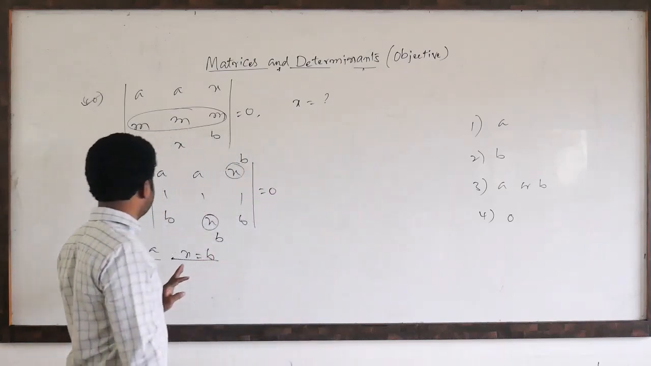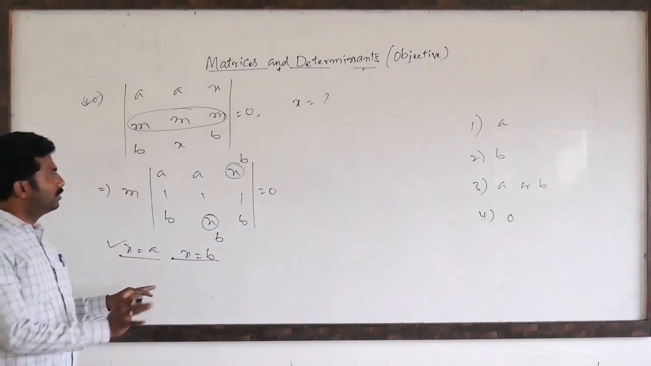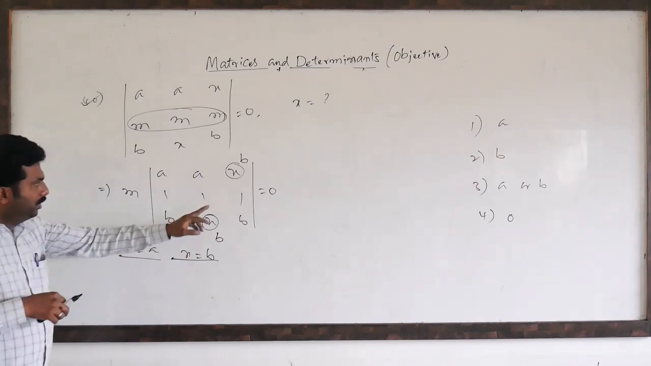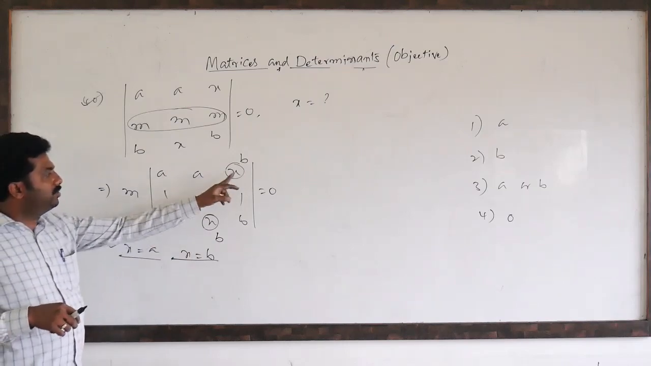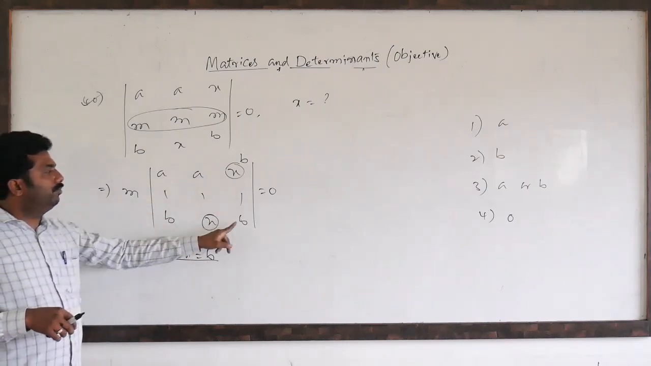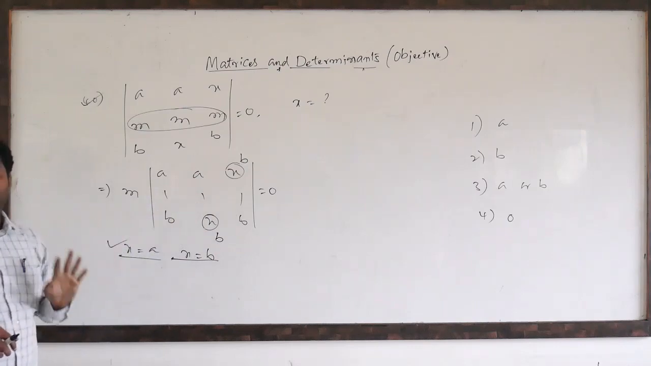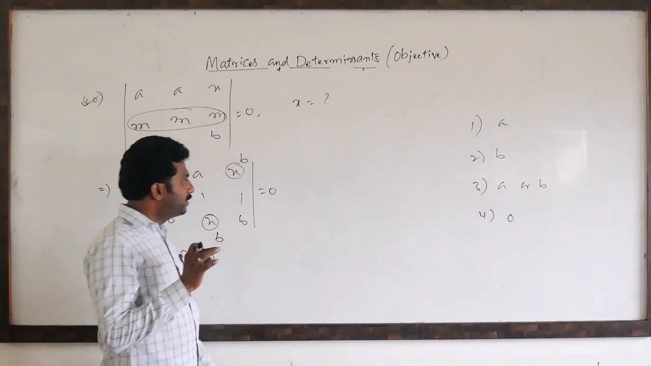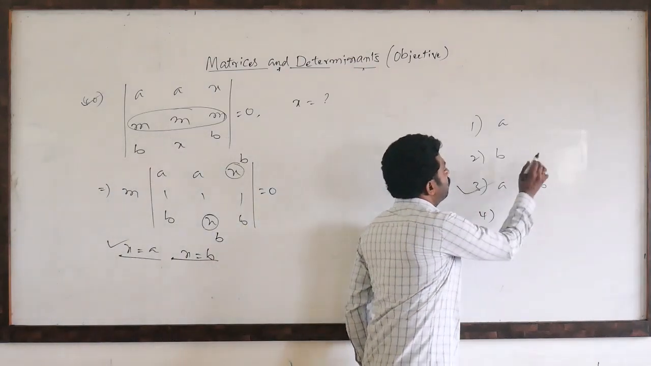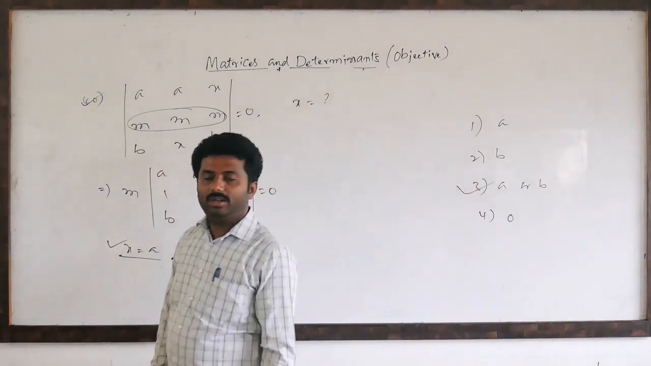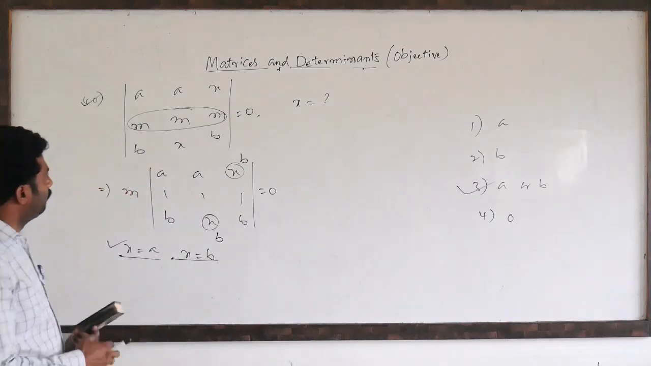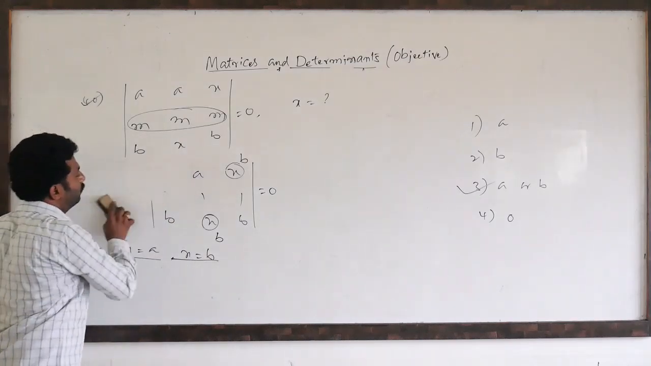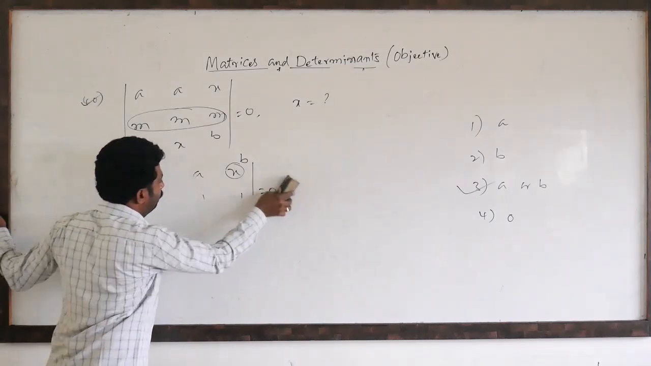Suppose if I substitute x value 0, see, 0 a 0, b 0 b. No two rows or two columns are identical, so this determinant cannot be 0. So the exact answer is that the x value is either a or b. Next.